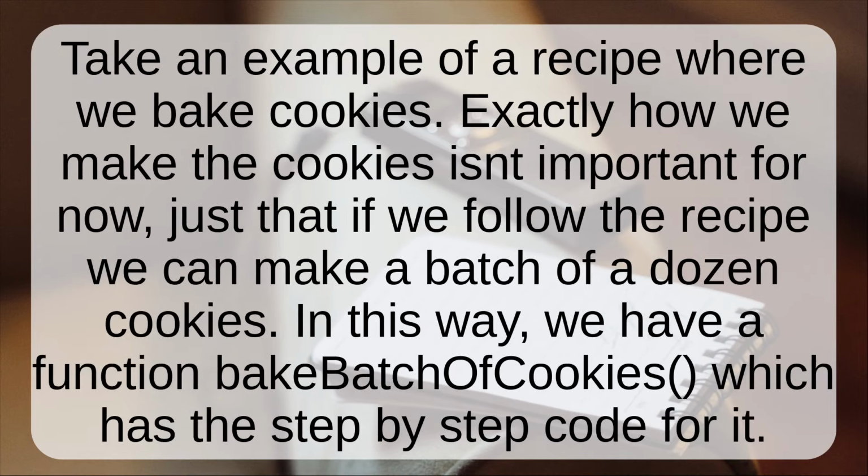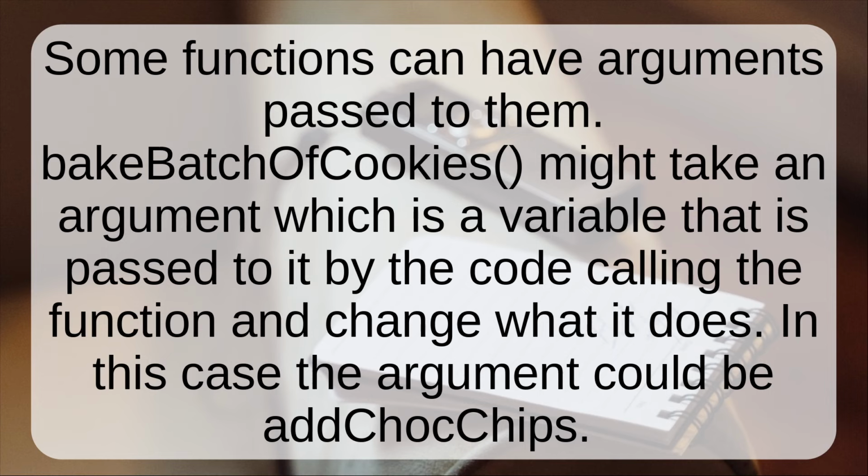Take an example of a recipe where we bake cookies. Exactly how we make the cookies isn't important for now, just that if we follow the recipe, we can make a batch of a dozen cookies. In this way, we have a function, bake batch of cookies, which has a step-by-step code for it. Some functions can have arguments passed to them. Bake batch of cookies might take an argument which is a variable that is passed to it by the code calling the function and change what it does. In this case, the argument could be add choc chips.